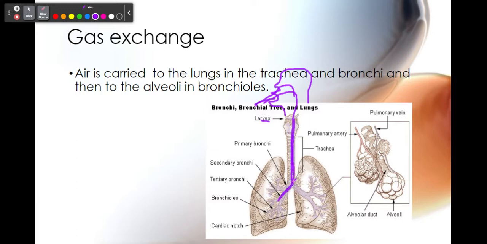And then we're going to have a big branch. These two first big branches are called the bronchi. Then we're going to branch a little bit more, and a little bit more. Now we have little bronchi. We call those the bronchioles. Our bronchioles are going to end in these clusters of grape-like structures called alveoli. Alveolus is one, alveoli is many.